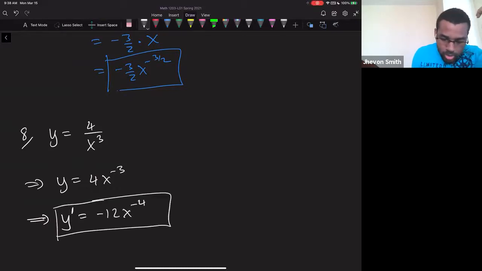My pen is messing up. Yeah, didn't need the quotient rule. You bring it up and it's like, oh, it's just the power rule. Leave the 4 alone and just do the power rule.